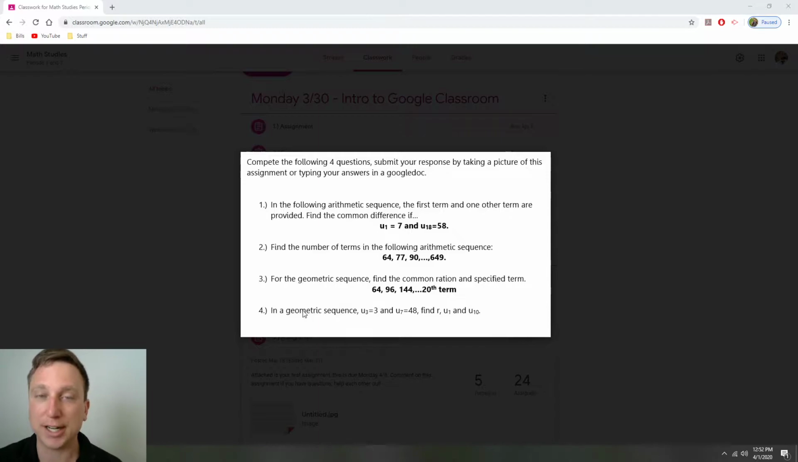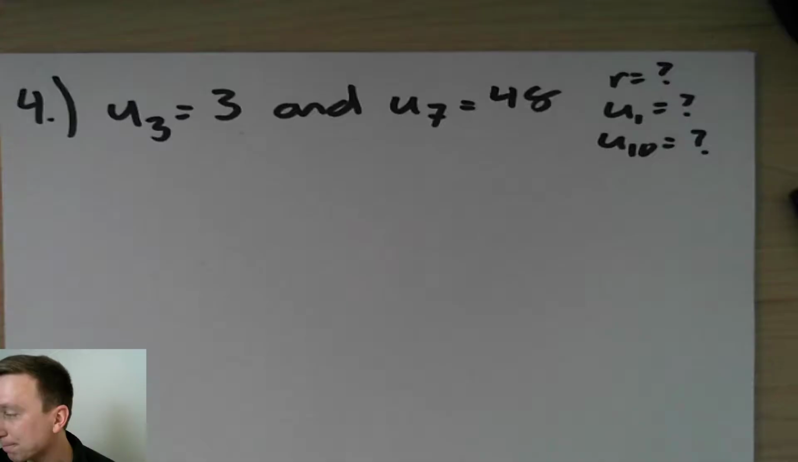So the geometric sequence tells us how we move from one term to another, and we do so by multiplying. So the third term is 3, the seventh term is 48, and we want to find the common ratio, we want to find the first term, and we'd like to find the 10th term of this sequence. So let's go ahead and do that.